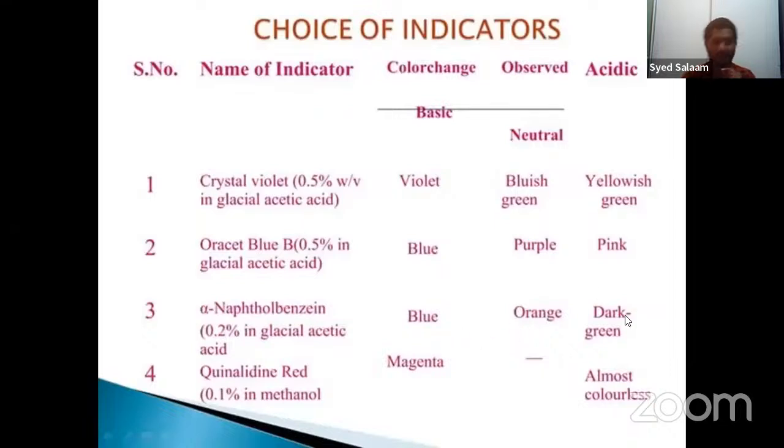Like for example, Oracet blue B, in basic it will show blue color. In neutral, it is purple, and in acidic, it would be pink. Okay, so crystal violet, as the name itself says, basic violet, neutral bluish green, and acidic yellowish green. Okay, thymol blue is also there, which would be yellow in basic, and red in the acidic medium.